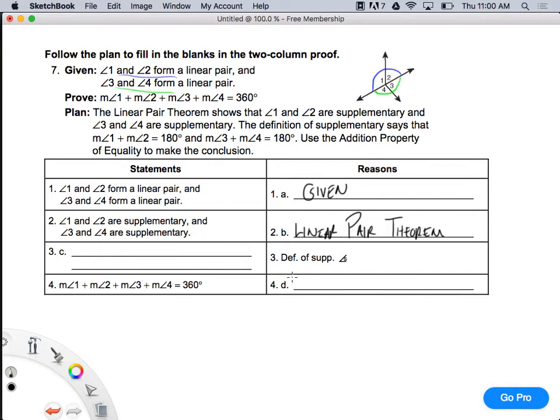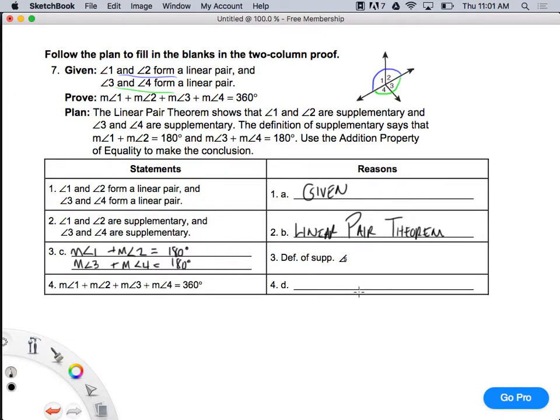Now, number 3, the reason is the definition of supplementary angles. Measure of angle 1 plus measure of angle 2 equals 180. And what else do we know? Angles 3 and 4 also equal 180. Measure 3 and measure 4 add up to 180. Because that's the definition of supplementary angles. If they're supplementary, they add up to 180.